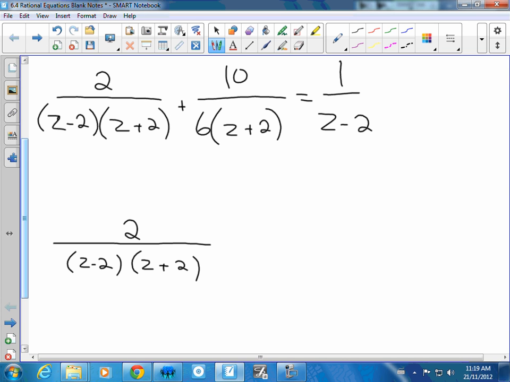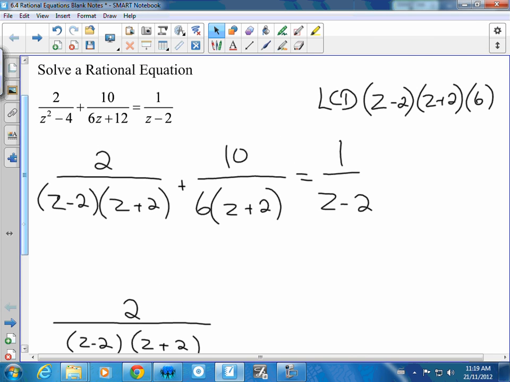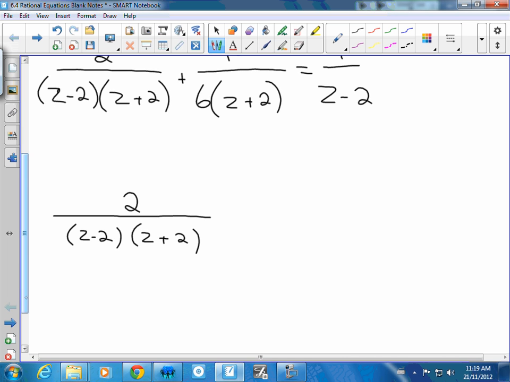What am I going to multiply this thing by? What's the LCD? The whole thing, right? I want to take the whole thing. I'll do it on an angle a bit so you can see it. I want to multiply it by z minus 2, z plus 2, and 6. Is that correct? Okay. What's the second term? 10 over 6 times z plus 2.